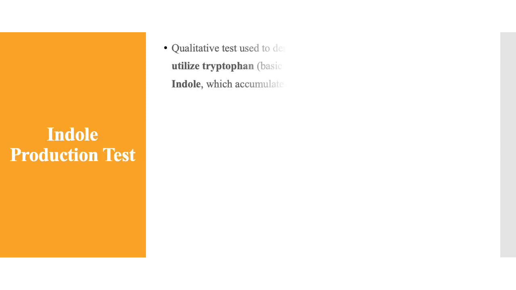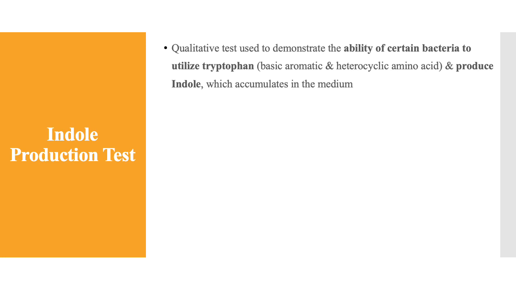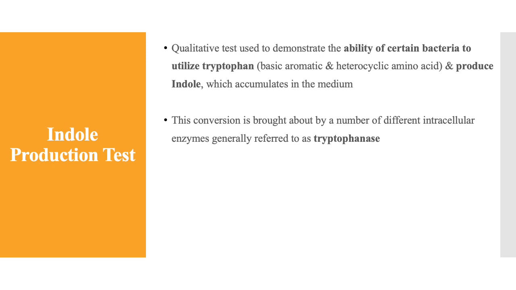Friends, now let us see how the indole production test is carried out and what is the principle of this test in brief. Indole production test is a qualitative test used to demonstrate the ability of certain bacteria to utilize tryptophan and produce indole which accumulates in the medium. This conversion is brought about by a number of different intracellular enzymes generally referred to as tryptophanase.